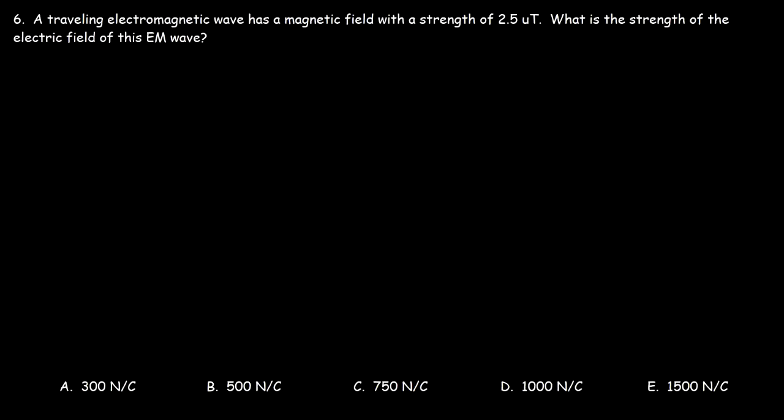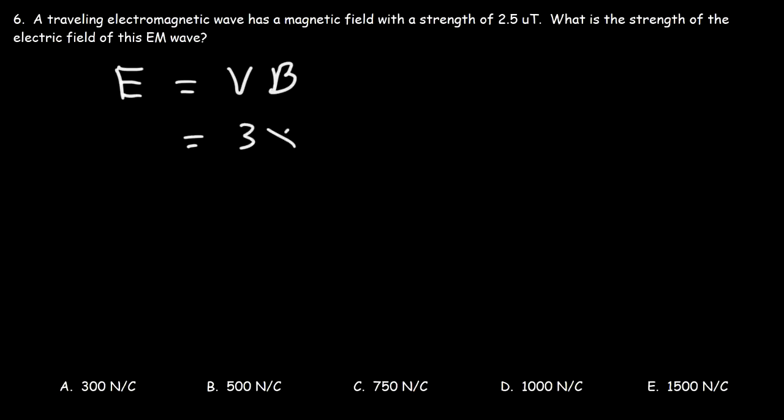Number 6. A traveling electromagnetic wave has a magnetic field with a strength of 2.5 microteslas. What is the strength of the electric field of this EM wave? So what formula do we need for this problem? The magnitude of the electric field is equal to the velocity, or rather the speed, of the traveling EM wave times the strength of the magnetic field.